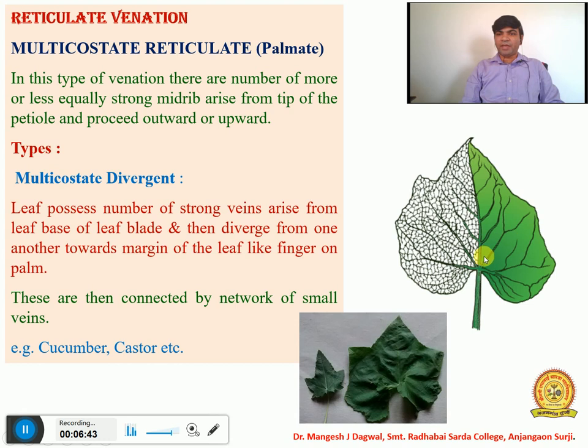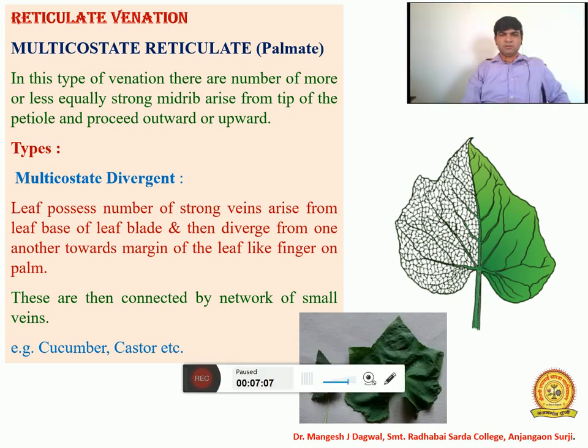So here in this picture we can see this is the midrib. Again there is another strong midrib, and again another strong midrib. So there is a formation of a number of midribs here, because of which it forms a multicostate structure. This is called multicostate, meaning more than one or more than two costae are formed which act as the main midrib.